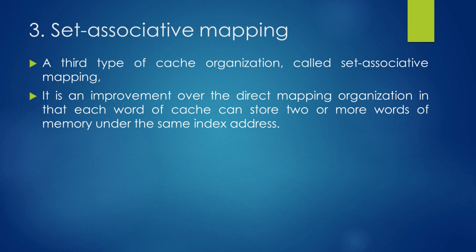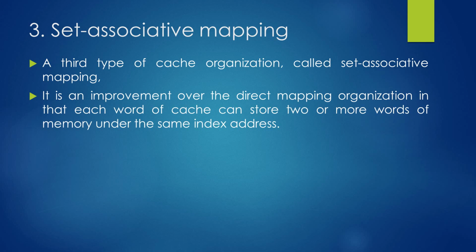Now in this type of set-associative mapping we will not need replacement of the block. Instead of that, we can save it in pairs, as it is mentioned on the side: an improvement over the direct mapping organization, in that each word of cache can store two or more words of memory under the same index address. That means at the same index address you can store two or more data with different tags.